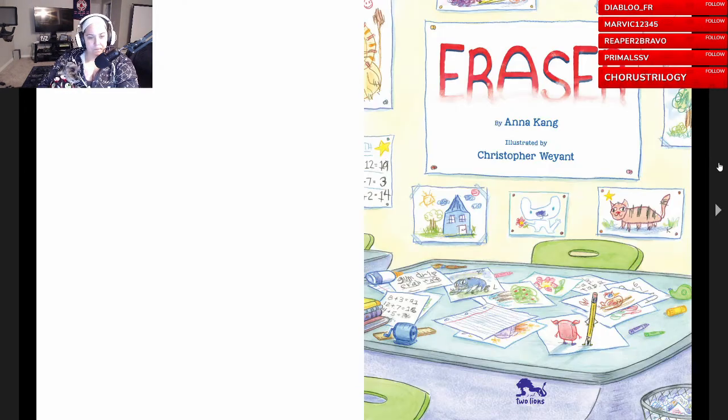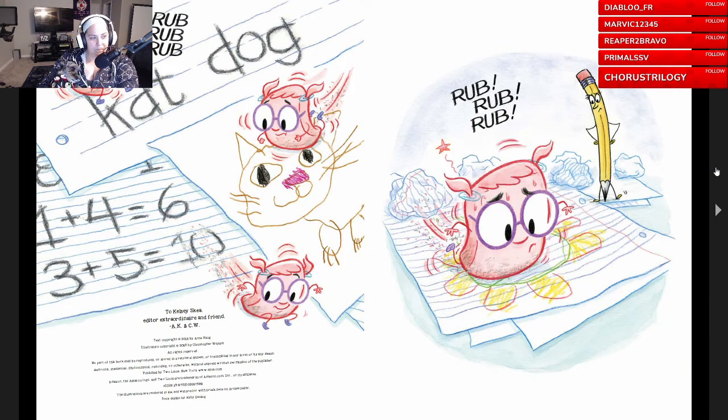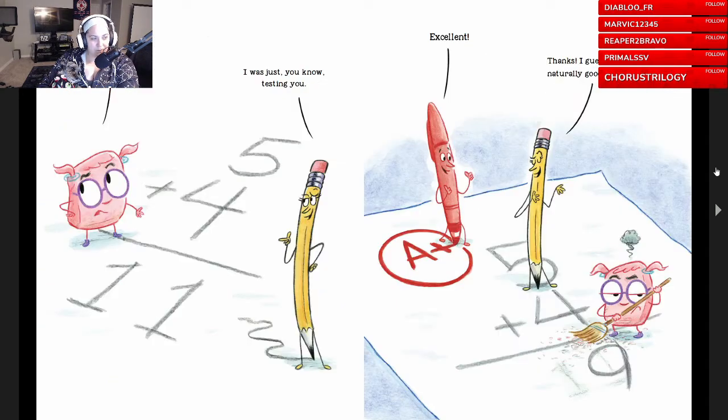Eraser. Rub, rub, rub. I was just testing you. This equation says 5 plus 4 is equal to 11. And Eraser says, mm-mm. And the pencil is like, I was just testing you. The Eraser knows. The answer is 9. The pen says, excellent. Thanks. Guess I'm just naturally good at math. The Eraser is grumpy.